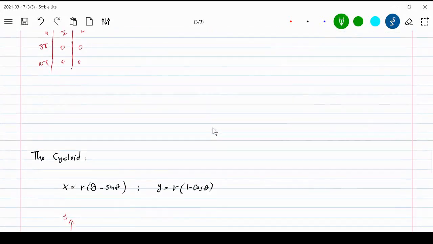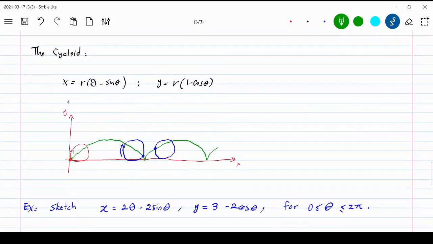Okay, let's go back to the cycloid. So here, if you start rotating this circle and it moves along, this is the original point, and the path that this point follows would be this. The path that follows the circle is this curve.